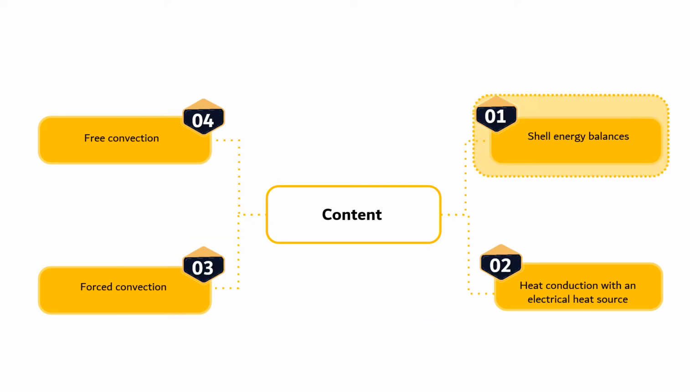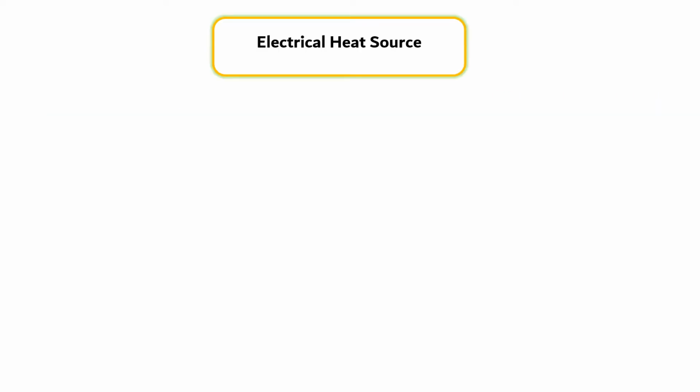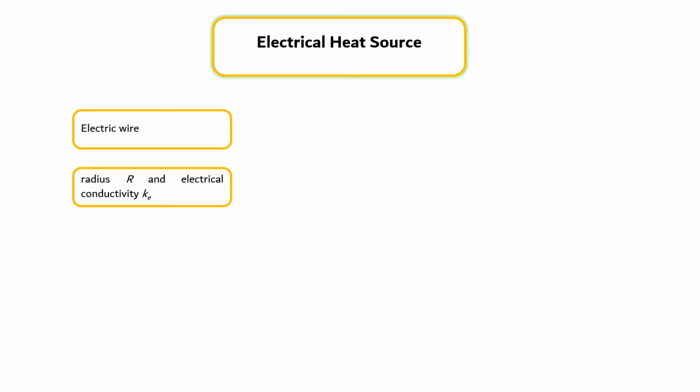Previously, we have discussed shell energy balances. In this segment, we will discuss heat conduction with an electrical heat source. Let's consider an electric wire of circular cross-section with radius R and electrical conductivity Ke. Through this wire, there is an electric current with current density I.